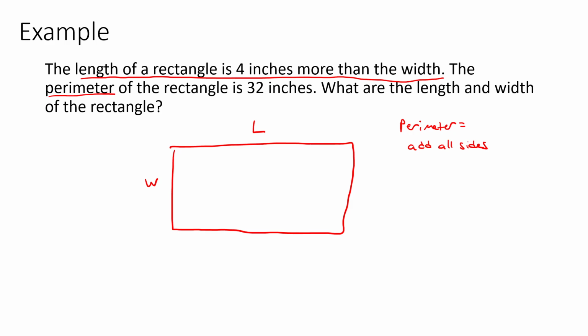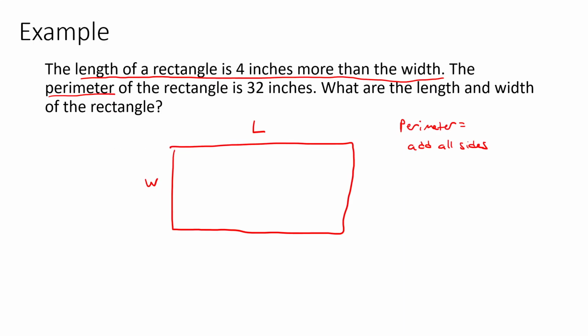First thing we should do, and we'll jump back and forth here, is assign variables. Like I did on the previous slide, we're dealing with length and width, so why don't we just use L and W so we know which one is which. You can use X and Y, that's fine. Just label them so you know which is which. I'm going to use length and width. We need to come up with two equations now.